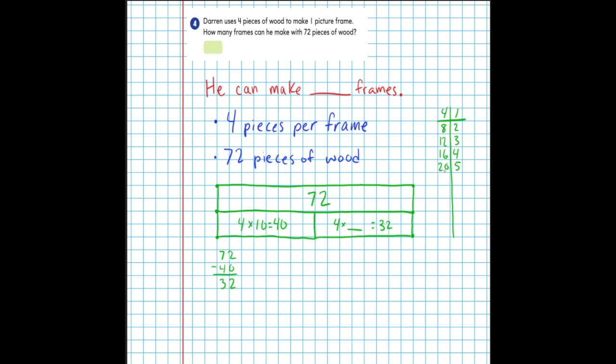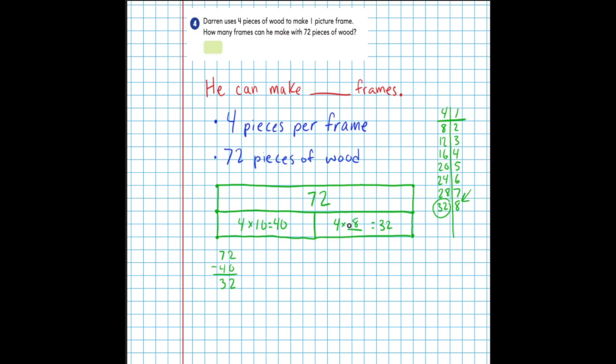Okay, we're not to 32 yet. 4 times 6 is going to be 24. 4 times 7, 28. And then 4 times 8, let me see, 28, 29, 30, 31, 32. And there we have it. So here we see that 4 times 8 is going to be 32.